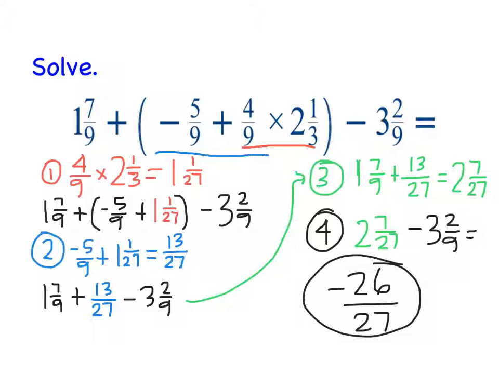So I've substituted that into the next equation. My third step was then to do the addition with 1 7/9 and our substitute for the parentheses, 13 over 27. And then my last and final step in the black was then to subtract 3 2/9 from my answer to get negative 26 over 27.